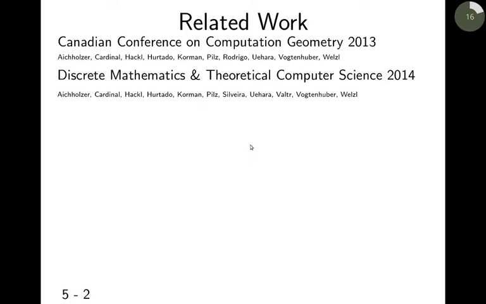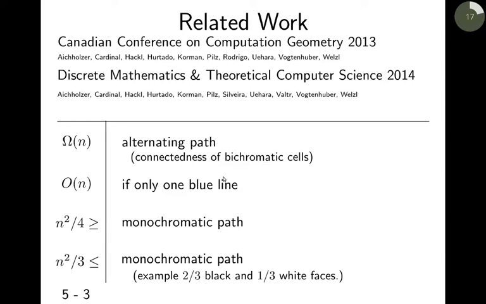Yes, and so let's see related work. There's one paper, first published at CCCG 2013 by a lot of people, and then the German version appeared in 2014, and I think Ferran Hurtado originally posed this question. So what are their results? They showed that there always exists an alternating path of linear length, and they said this is tight. If there's just one blue line, there would be only a linear number of blue edges, and that's it.